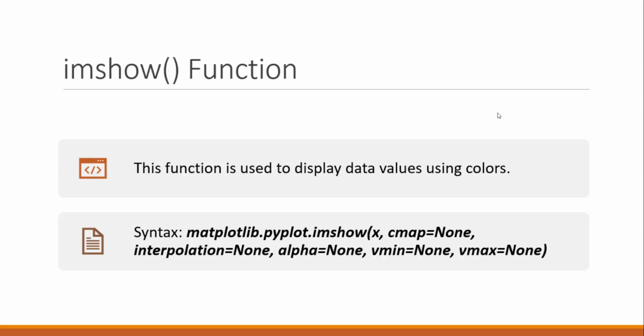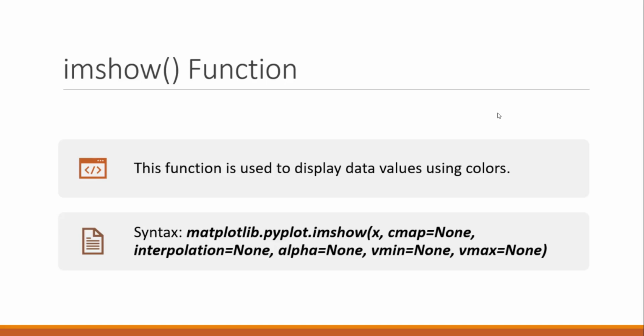The first one is x which takes value as an array and it is a data set. The next is cmap, it takes value as a string and it is nothing but the color map. The next one is interpolation and it also takes value as a string. It is the interpolation method and it has many values which are defined in the documentation. The next one is alpha, it takes value as a float or array-like and it is used to set the transparency value and it ranges from 0 to 1. The next one is vmin, it takes value as a float and it is the minimum color bar range. And the last one is vmax and it is the maximum color bar range and it also takes value as a float.